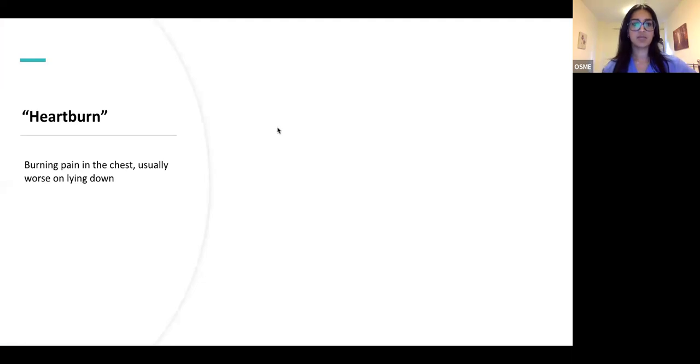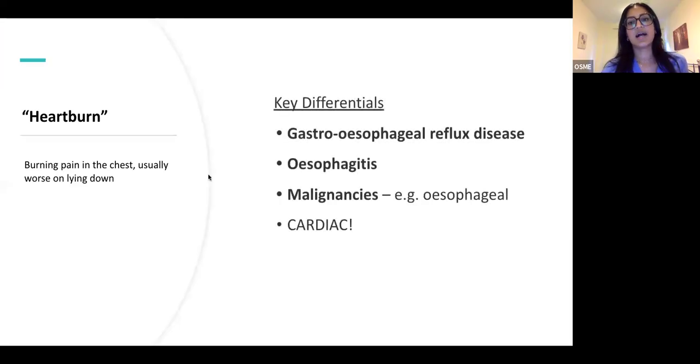So the next presentation we're looking at is heartburn. So heartburn is essentially burning pain in the chest, which is made worse by lying down. And the main differentials for this, as opposed to the one we looked at before, would be GORD, esophagitis, and malignancies. So these are all esophageal pathologies as opposed to gastric pathologies, like the indigestion.